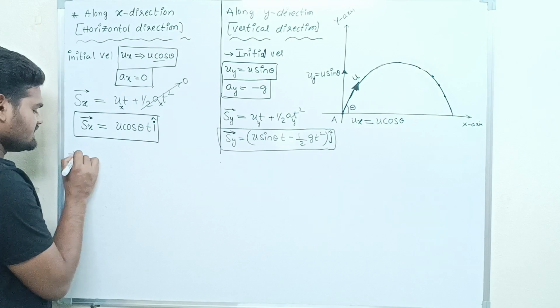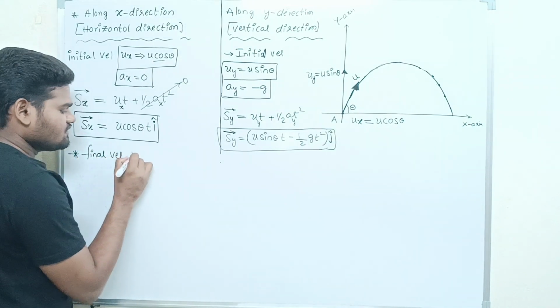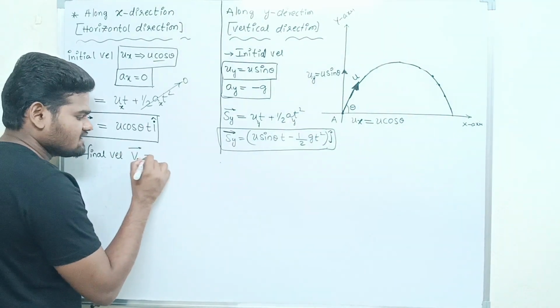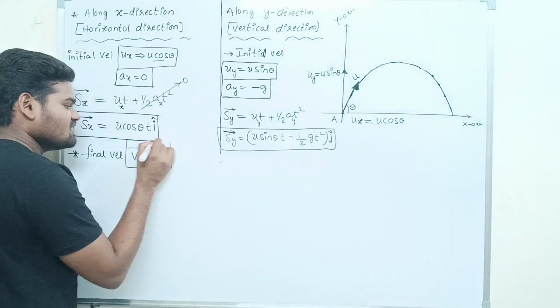Now final velocity. So the final velocity of the object along x direction, Vx, equals Ux. Vx equals Ux. So important.